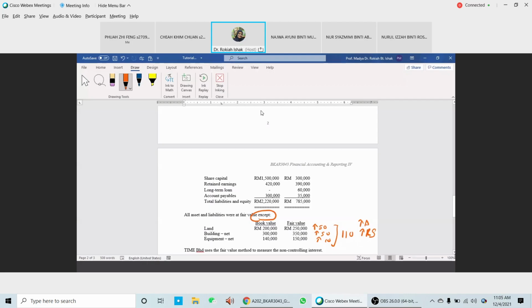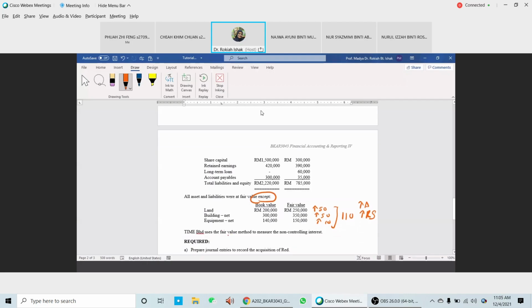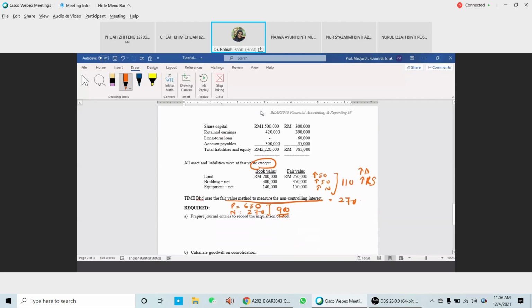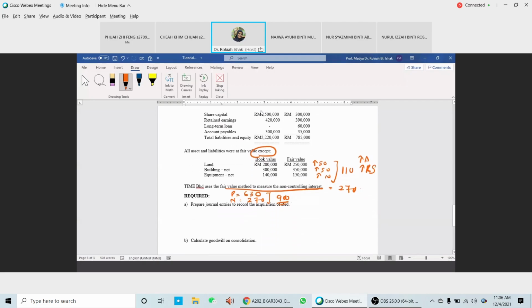Time uses the fair value method to measure the NCI, so the value of NCI here will be 270. You can find the total amount paid: the parent paid 630, NCI paid 270. Altogether you have 900, because later on we're going to use this information to find the goodwill. Now we're going to prepare the journal entries for the acquisition at the acquisition date.